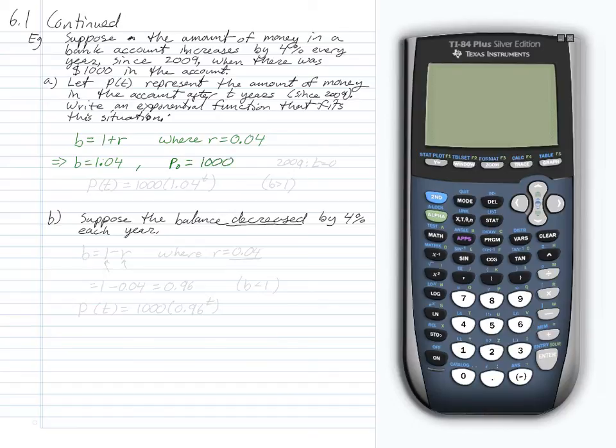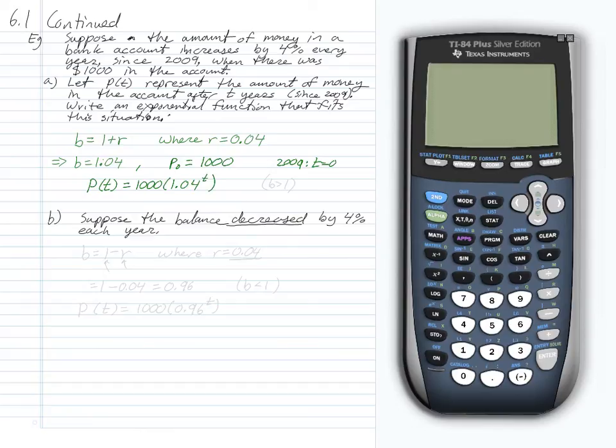So remember, 2009 is sort of our starting point. So 2009 is time 0. So our population function, or our exponential growth model, P(t), tells us how much money is in the account. We'll have 1,000 to start, and we're multiplying that by 1.04 every year.